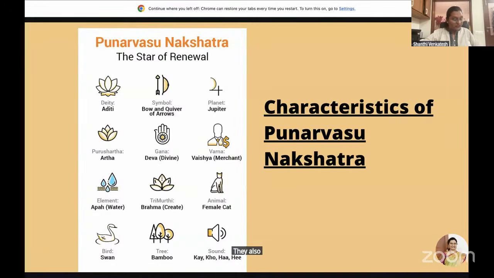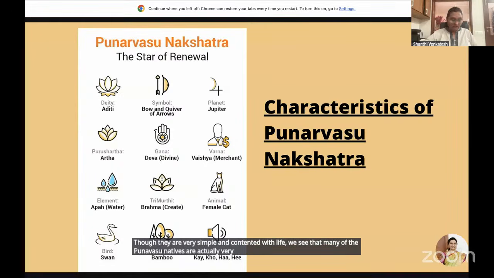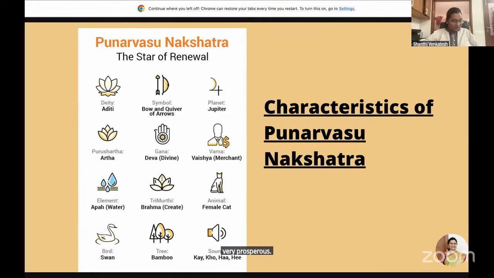They also have a lot of patience and are very, very friendly towards people around them. So very simple, contented with whatever they have, forgiving nature, honest, very dharmic. Though they are very simple and contented with life, we see that many of the Punarvasu natives are actually very rich, very prosperous. So that is the characteristics of Punarvasu Nakshatra. They also like travel. So this is about Punarvasu Nakshatra.